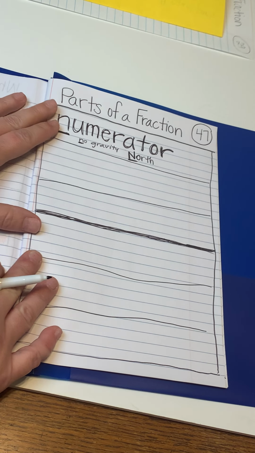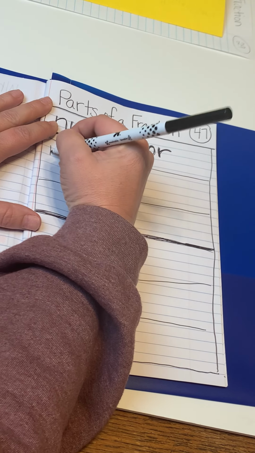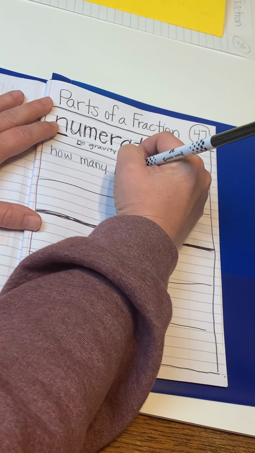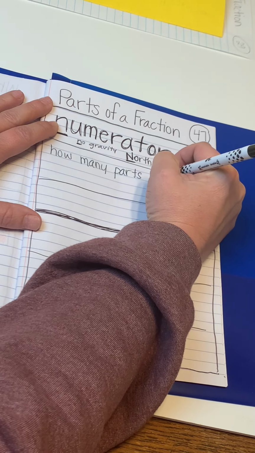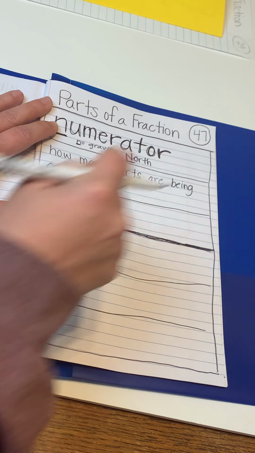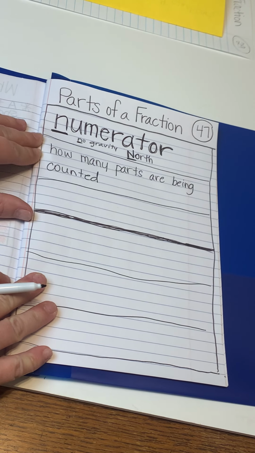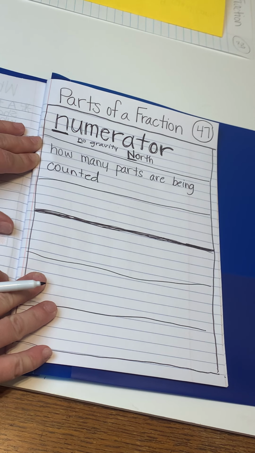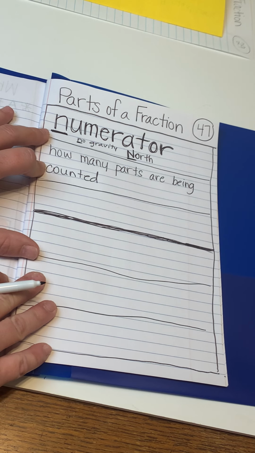Right. So kind of the definition of the numerator is how many parts are being counted. So remember when we did our candy bar, our numerator, our top number was how many parts we counted that I ate, and then how many parts we counted that Siler ate. All right, so your numerator is how many parts are being counted.